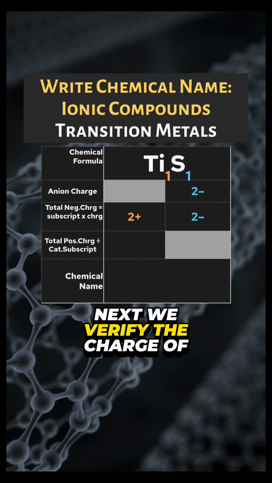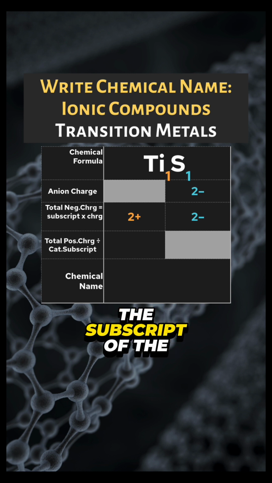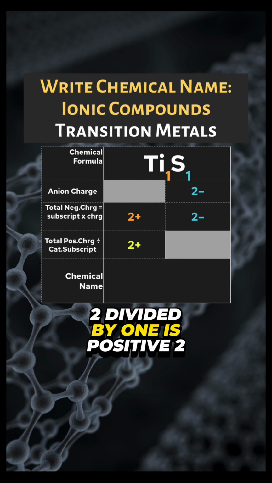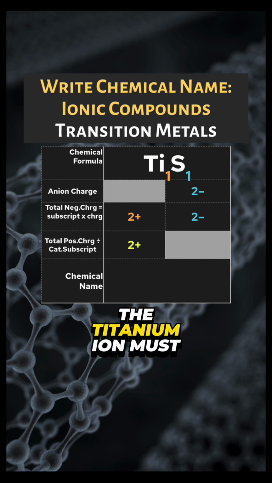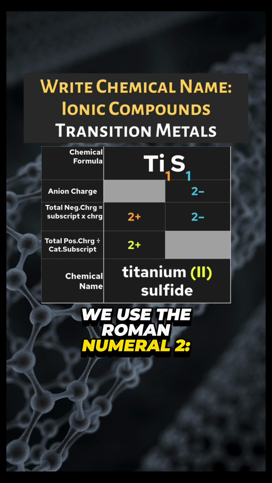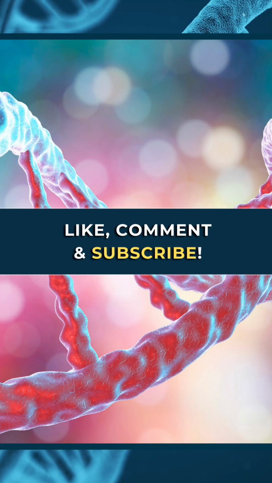Next, we verify the charge of the titanium ion by taking the total positive charge and dividing it by the subscript of the cation, which is 1. 2 divided by 1 is +2. Therefore, the titanium ion must have a +2 charge, and thus when we name it, we use the Roman numeral 2, titanium(II) sulfide.